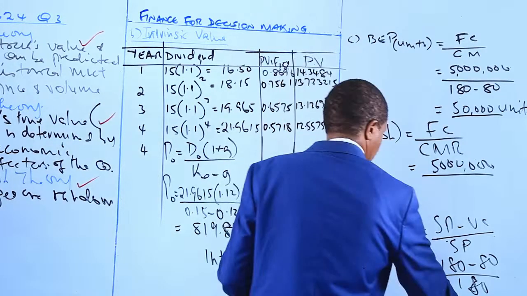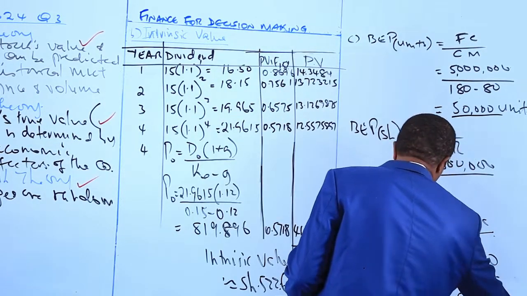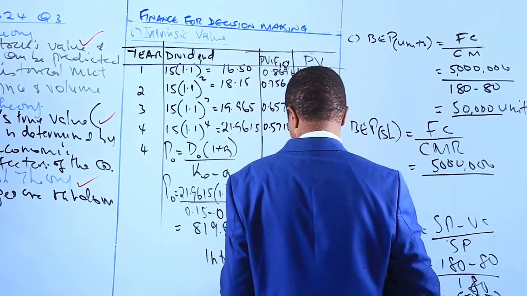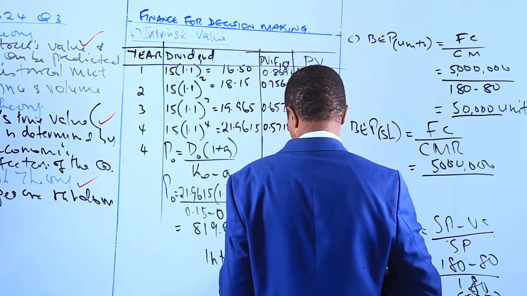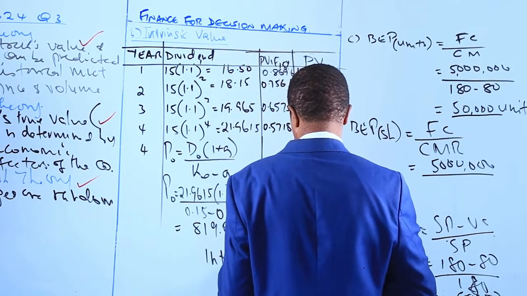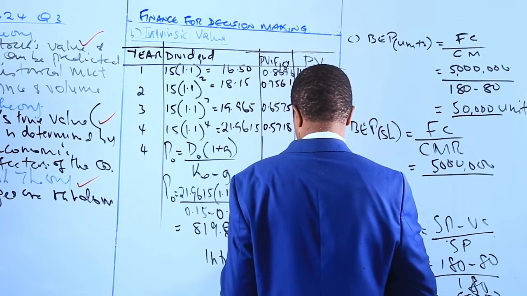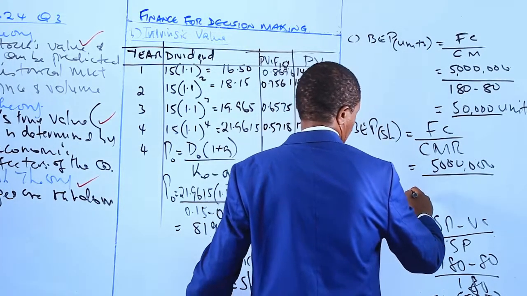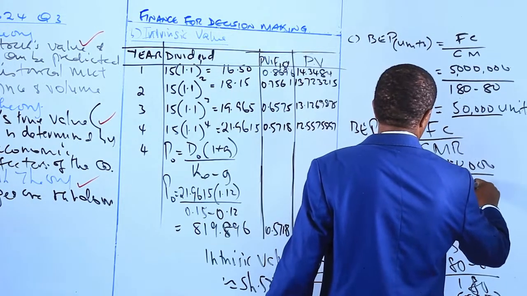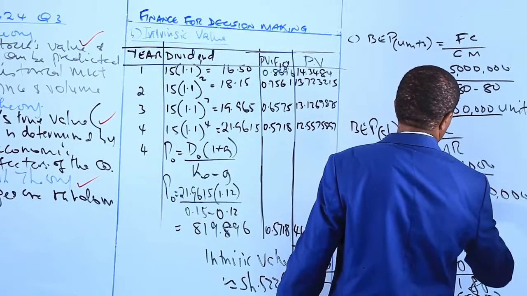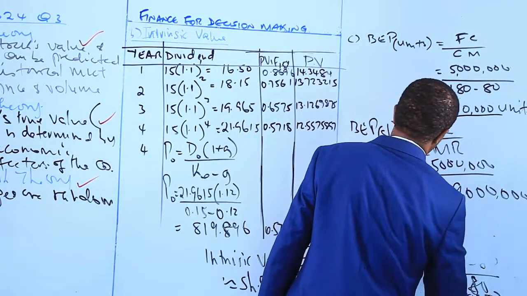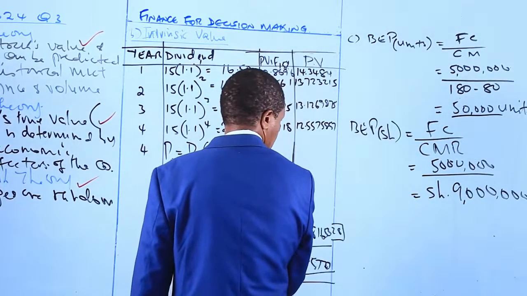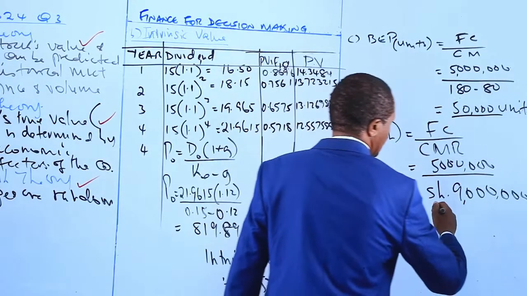This gives me 0.55555. So I'm going to divide the 5 million by that ratio. 5 million divided by 0.55555. So roughly I'm getting 9 million. When I round off in shillings, this will be 9 million. That is the contribution margin. I mean the break-even point in shillings. The break-even point in shillings is equal to 9 million shillings.